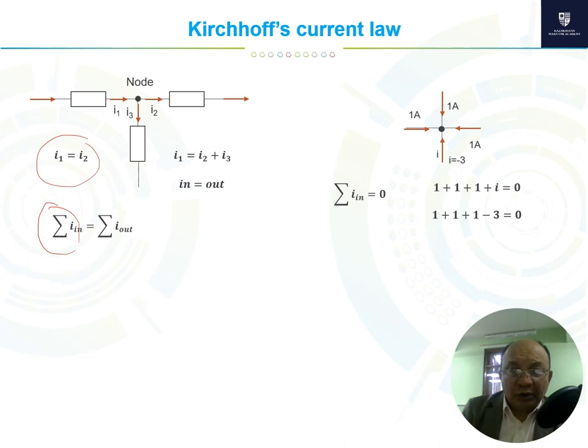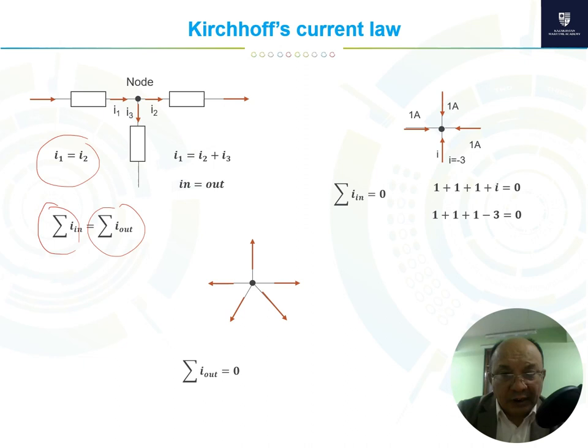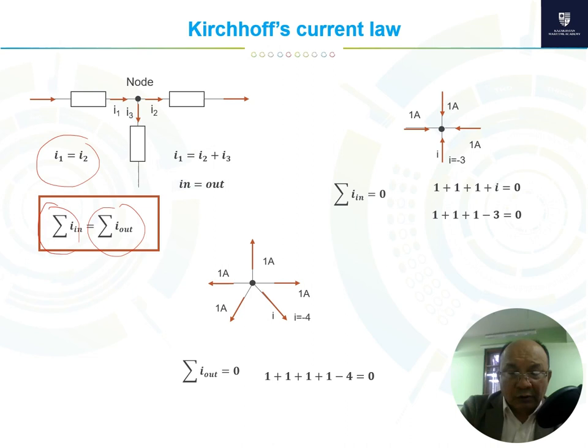Another example: we have a node and a bunch of wires. In this case, let's assume that all of them are going outside from the point. Now we take this part of the equation: the sum of the currents going outside is equal to 0. Let's take all of them as 1 amp, and this one is unknown. To find it, we make this equation. To make this equation true, this current must be equal to minus 4. So now it's true. And this is Kirchhoff's current law.